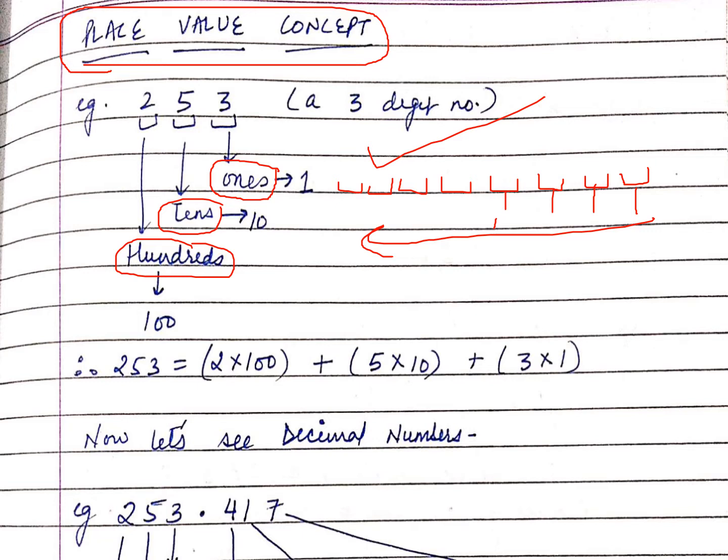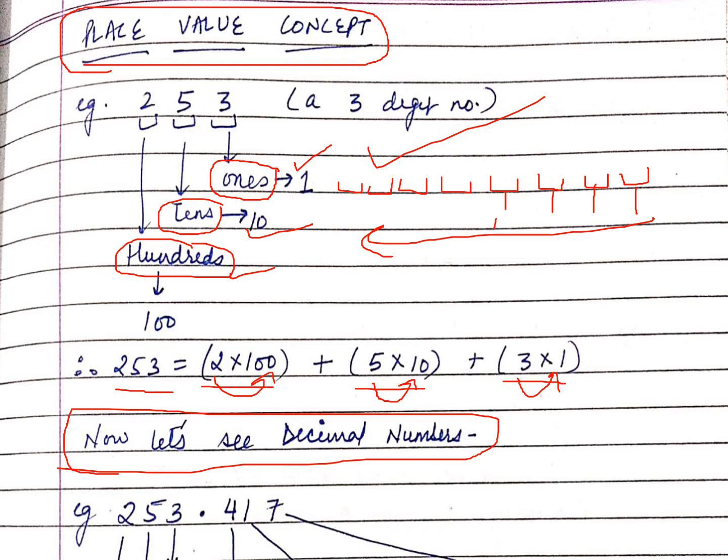So this 3 has a place value of 1, this 5 has a place value of 10, and this 2 has a place value of 100. So we can write the number 253 as 2 into 100 plus 5 into 10 plus 3 into 1. I have just multiplied each digit by its place value. Now if you solve it, you will obviously get the same number back. Got it?